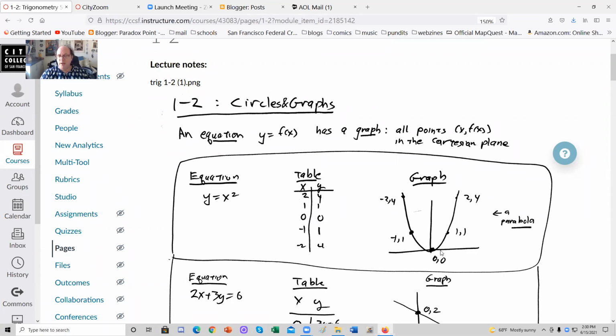You could also plot the point a half by a quarter, negative half by a quarter, a third by a ninth, negative third by a ninth. It actually slows down and has a horizontal tangent right at the bottom before it's sloping up again. This shape is called a parabola.